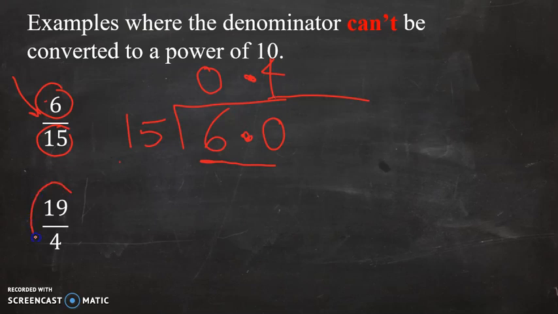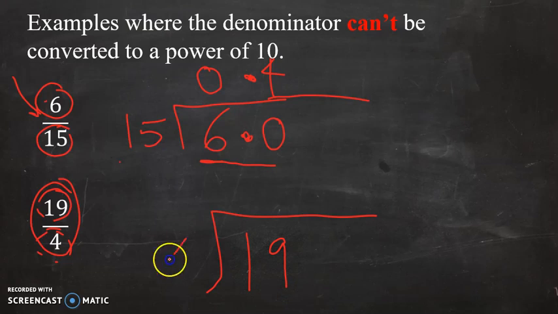19 over 4 is my next fraction. So once again, it's just a simple division question where we've got 19 being divided by 4. 19 is my dividend. 4 is my divisor. The divisor is the number that's going into the dividend. Dividend goes in the tent. The divisor goes outside. So line up my decimal place.